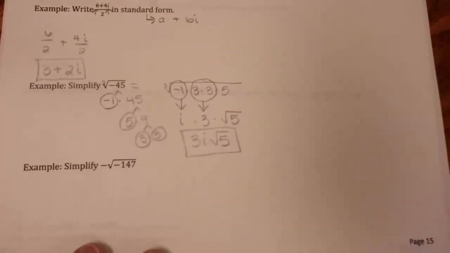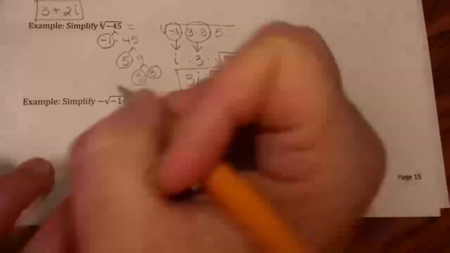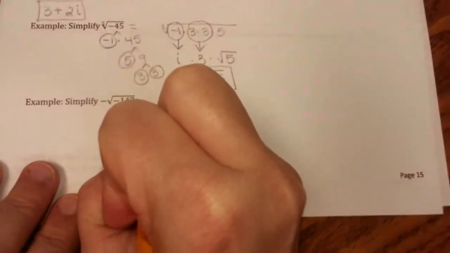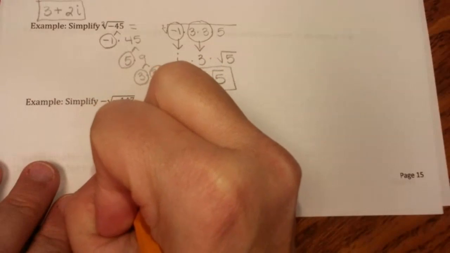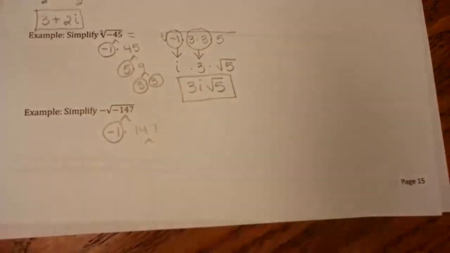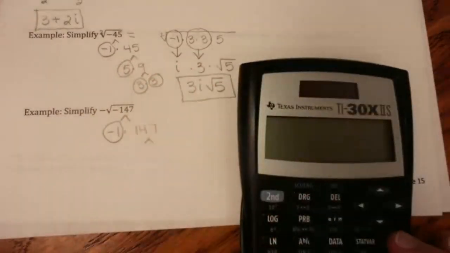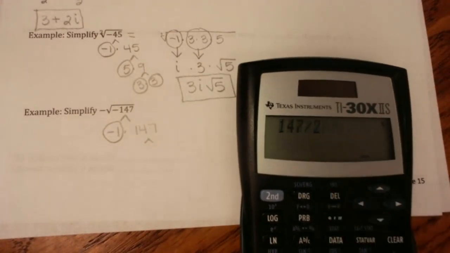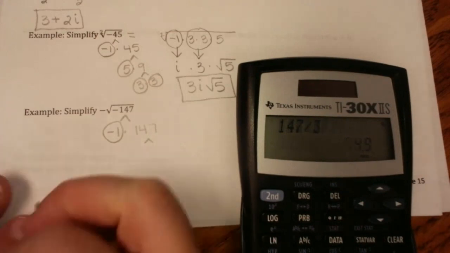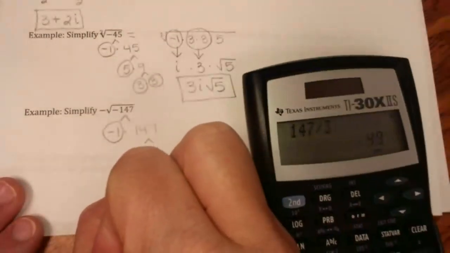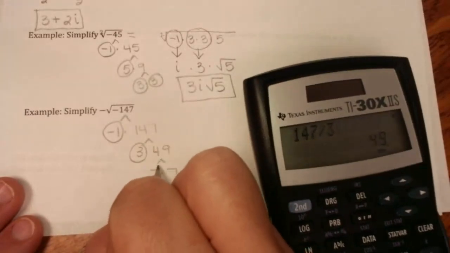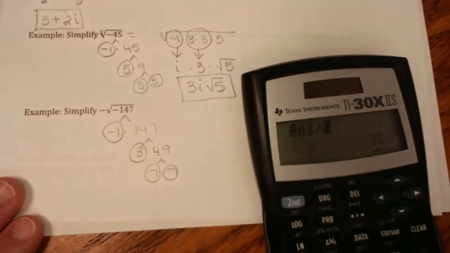Let's do the next one: simplify negative square root of -147. This negative out front is just going to stay out front. -147 is -1 times 147. -1 is our special case, so we're going to circle it. 147, let's see, I know it's not divisible by 2, but 147 divided by 2 gives us an ugly decimal, so that's not going to work. 147 divided by 3 would give us 3 times 49. 3's done, it gets circled. 49 would give us 7 times 7. 7's done, it gets circled.